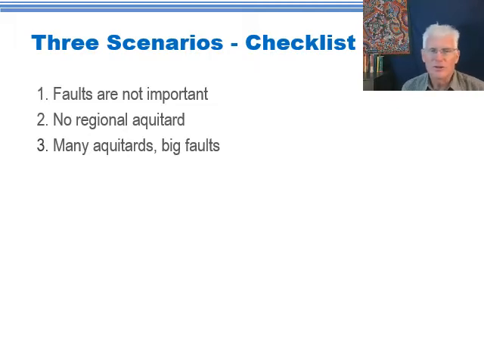The first one, faults are not important. The second one is there's no regional aquitard or impermeable unit that serves to separate your asset from the resource development. And the third one is that there are many aquitards or potential things to separate your asset, your groundwater, and your development, but there are big faults that cause complicated pathways. And so that one is where you really begin to get into some serious work about characterizing and understanding the faults.